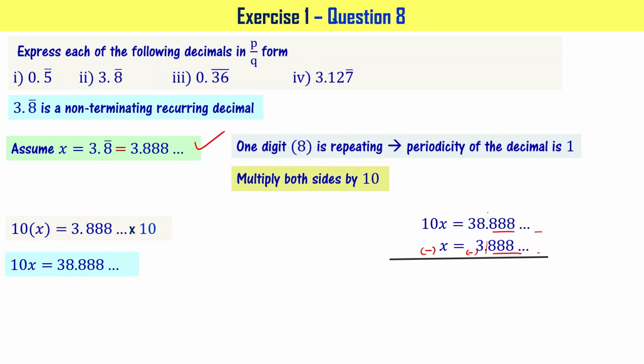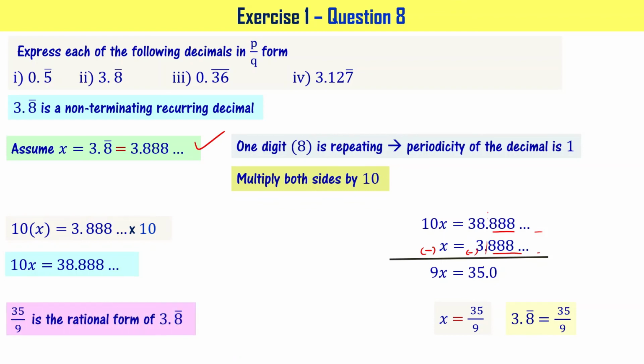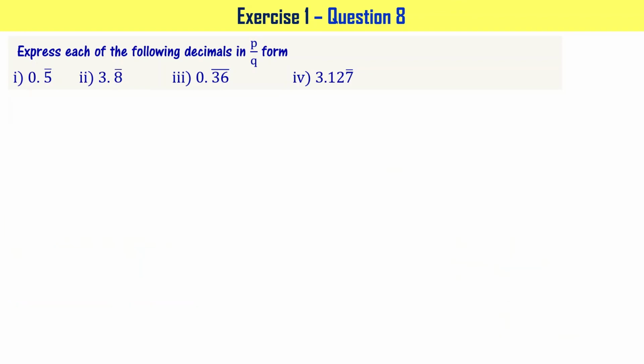When you subtract, you are going to get 0 after the dot, right? And 35 before the dot. So 9x equal to 35.0. It means x equal to 35 by 9, right? So 3.888 and so on equal to 35 by 9. So to answer the question, 35 by 9 is the rational form of 3.8 with overbar on 8. Got it? Now let's look at the third part of the problem, that is 0.36 with overbar on 36.